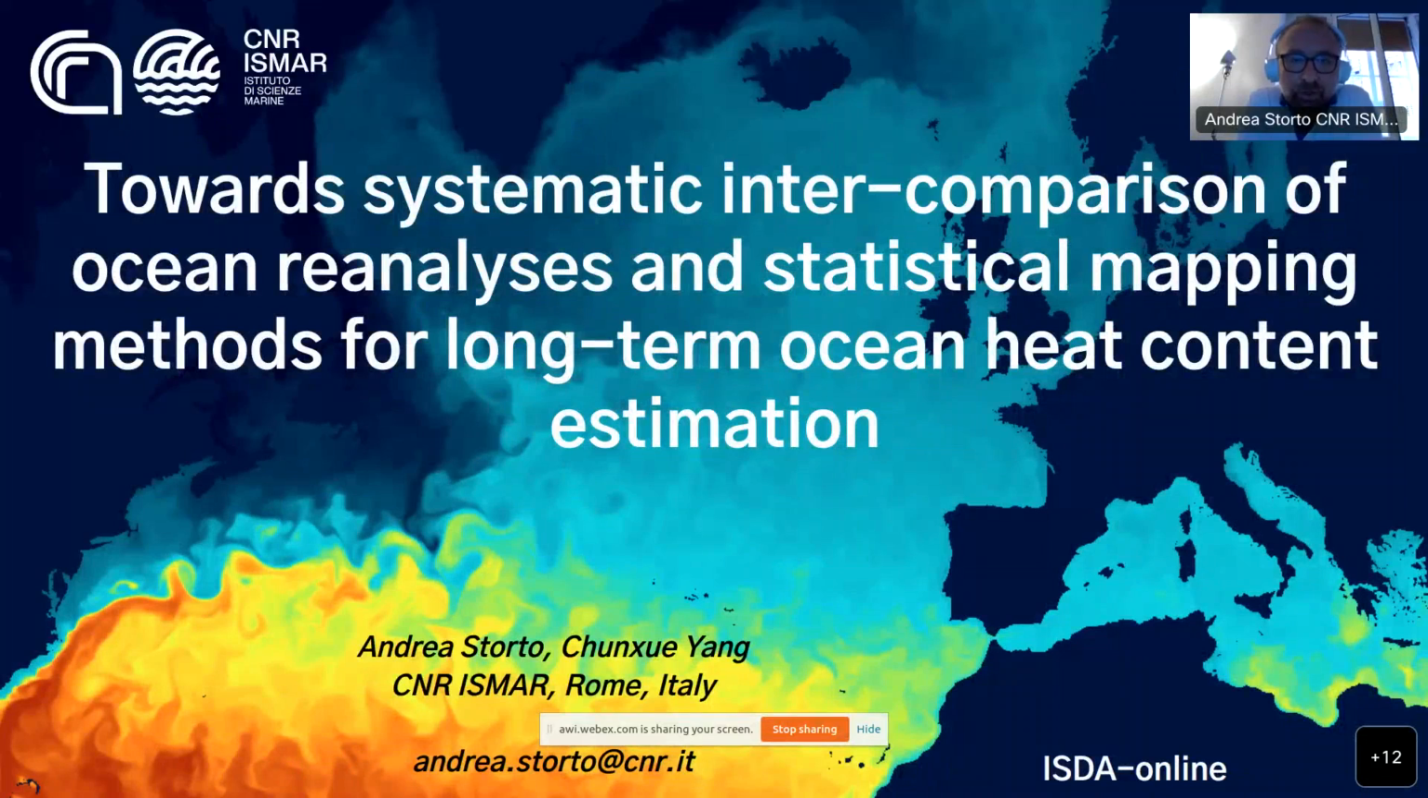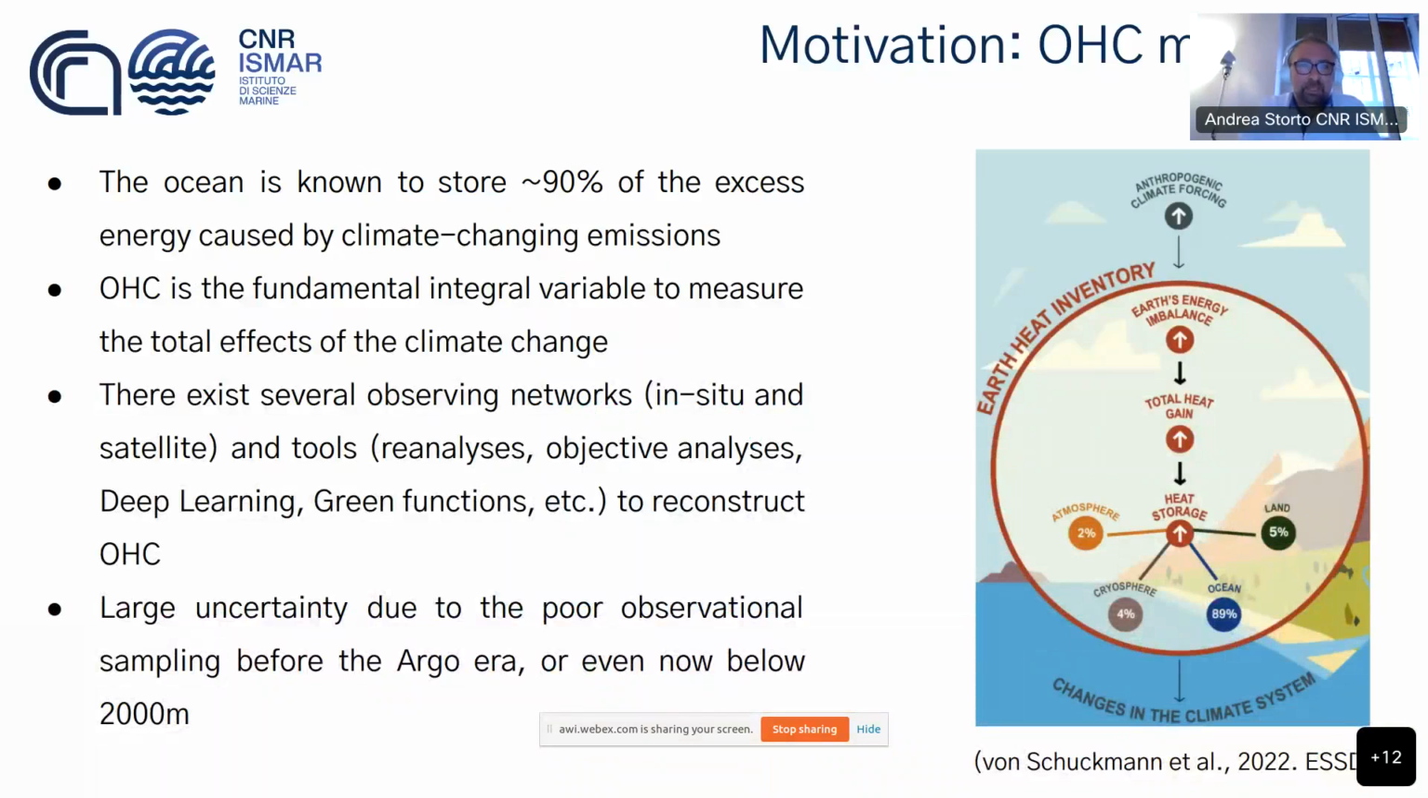This is mostly a, let's say, curiosity-driven study, quite preliminary, about intercomparing reanalysis and objective analysis. Basically, the main motivation is the monitoring of oceanic heat content, which is a fundamental climate change parameter. There exist several observing networks, in situ or satellite, and tools from reanalysis to objective analysis, and since recently also deep learning and Green's function-based reconstruction.